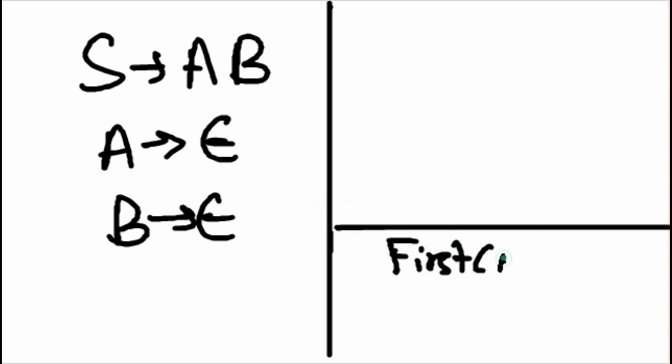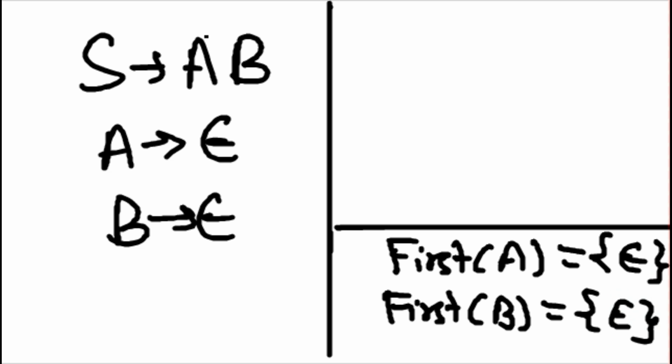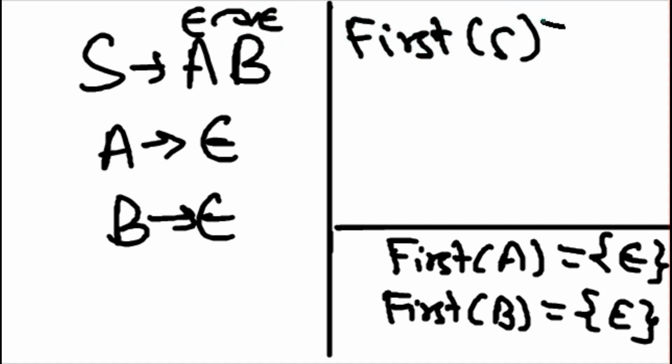So first of A is equal to epsilon. First of B is also equal to epsilon. Now what to do? This is an epsilon, you move to the next one. This is also an epsilon, what to do now? In this case, you don't have any option. So you have to include an epsilon in first of S, because there is no option. When there is no option, you have to include epsilon. In other cases, you just move to the next part. That is how you solve it.